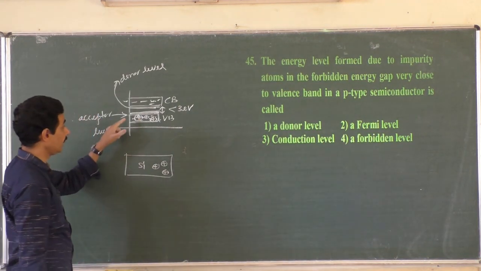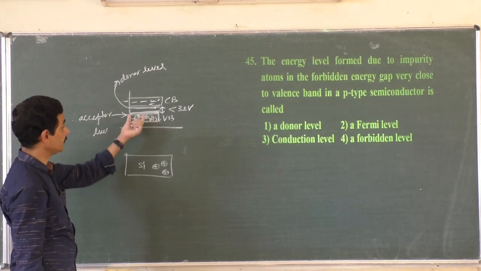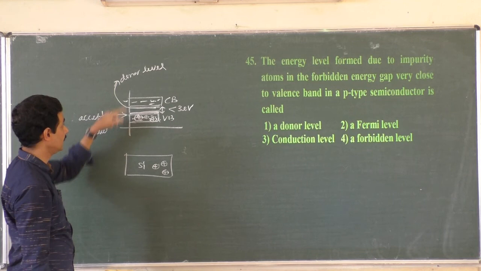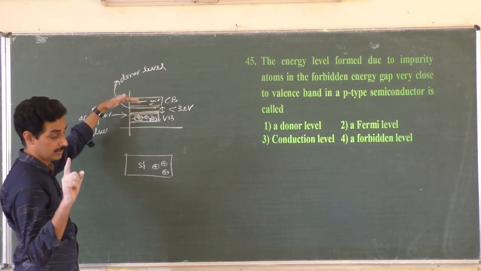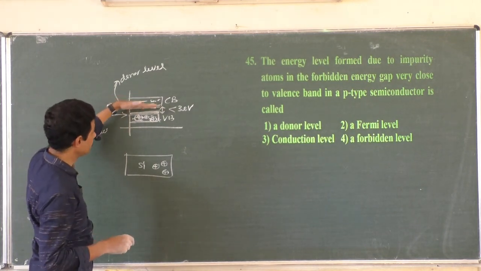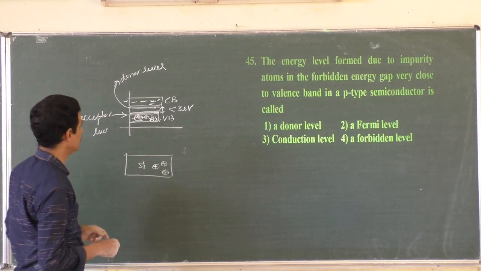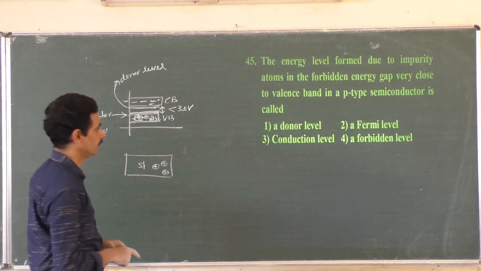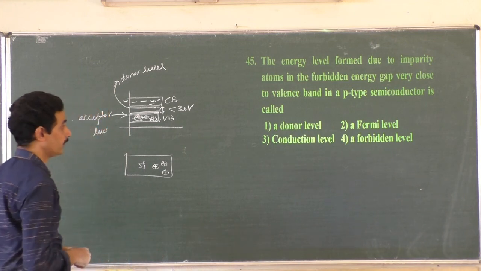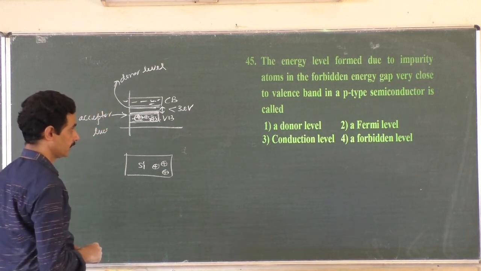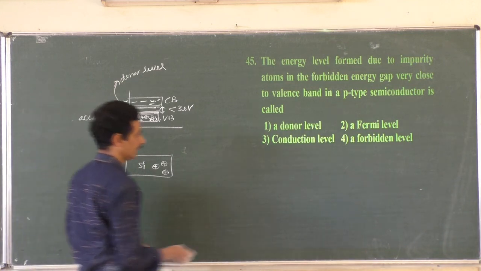So the energy level of the trivalent holes, which are just above the valence band, is called the acceptor level, and the energy level of the pentavalent dopant electrons, just below the conduction band, is called the donor level. So what is the question now? Acceptor level? No, the energy level formed by the impurity atoms in the forbidden energy gap, very close to the valence band in a p-type semiconductor, is the acceptor level.